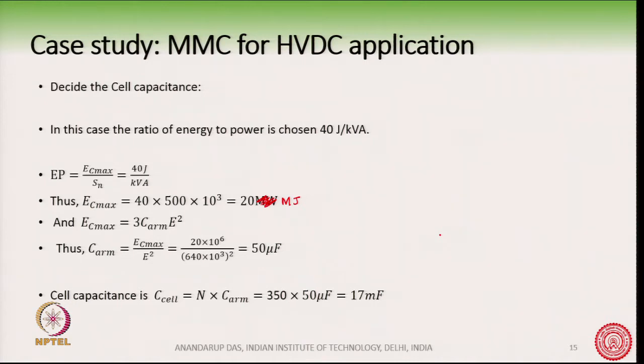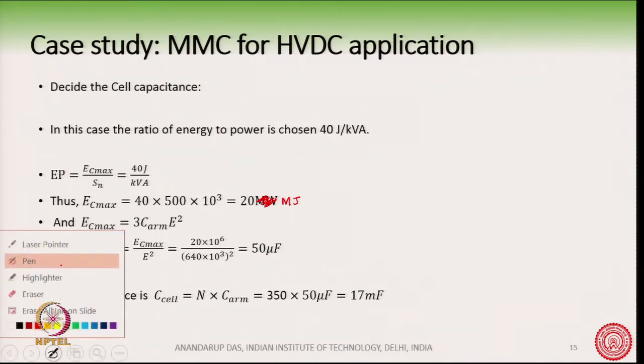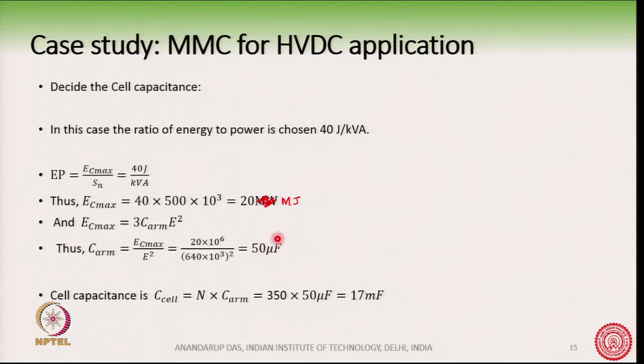EC max, as we have seen earlier, is 3 times C arm into E square, and so C arm will be equal to EC max by E square and will come out to be 50 microfarad. This value, 50 microfarad, is the total effective arm capacitance. The cell capacitance is related to the arm capacitance, because there are n number of capacitors connected in series.